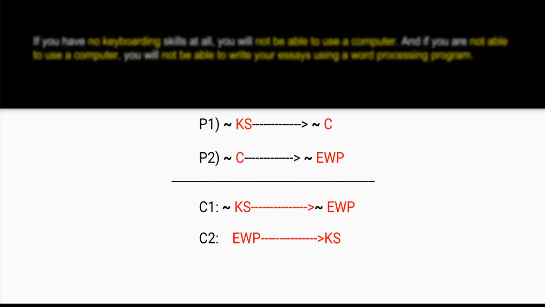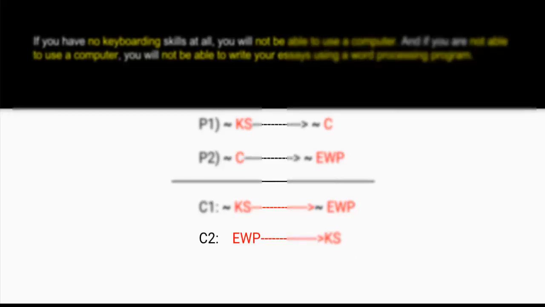So basically it goes from A to B, B to C, then you can say A to C. Okay, just garden variety transitive property you learn in math class. Okay, we can go: no keyboarding skill, arrow, no essay using word processing program. And then from there, we can also flip and negate and get the contrapositive, which basically states if you're able to write your essays using a word processing program, then you have keyboarding skills. So those are the two distinct conclusions that we can draw.